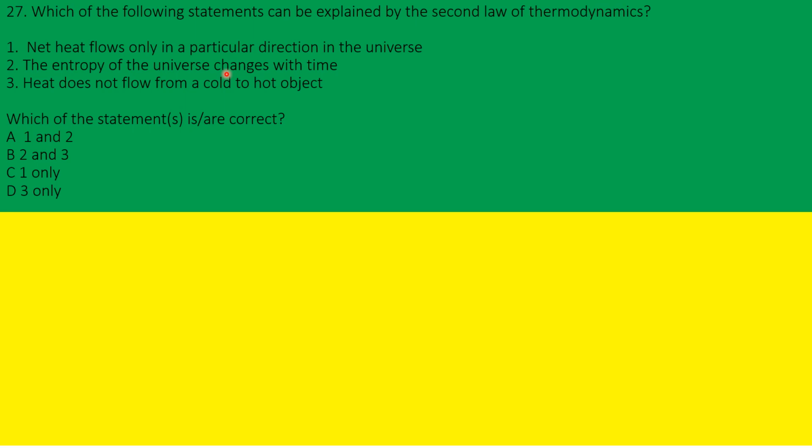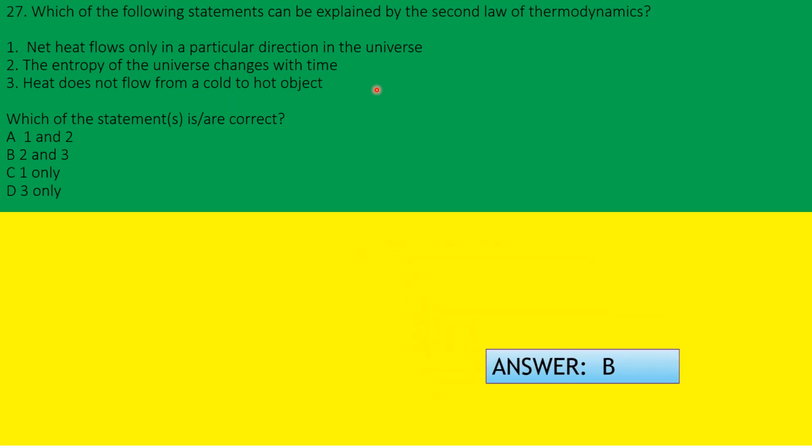It has to change with time, but the change can only be increased. All right. So net heat flow only in a particular direction in the universe. Oh, come on, in every direction, as long as there's a temperature gradient between the two bodies, right? It flows from the hotter to the colder, and it can flow in the reverse direction if work is being done, for instance, in your refrigerator. So one is off, so off.